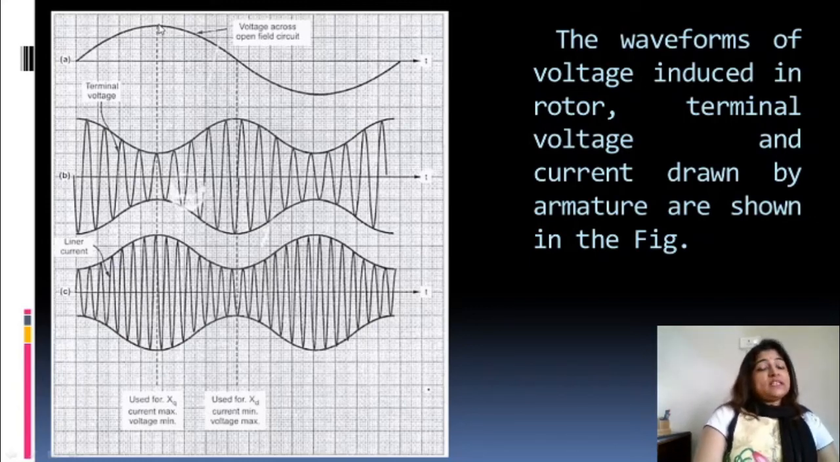But when the voltage induced is maximum in the field circuit, at that time the second waveform is for the terminal voltage, and the third waveform is for current. So you will find when the voltage induced is maximum, at that time current is also maximum. And when the current is maximum, all the drops will be maximum. And when all the drops will be maximum, the terminal voltage will be minimum. And this happens along XQ, that is the quadrature axis. Current is maximum, voltage is minimum.